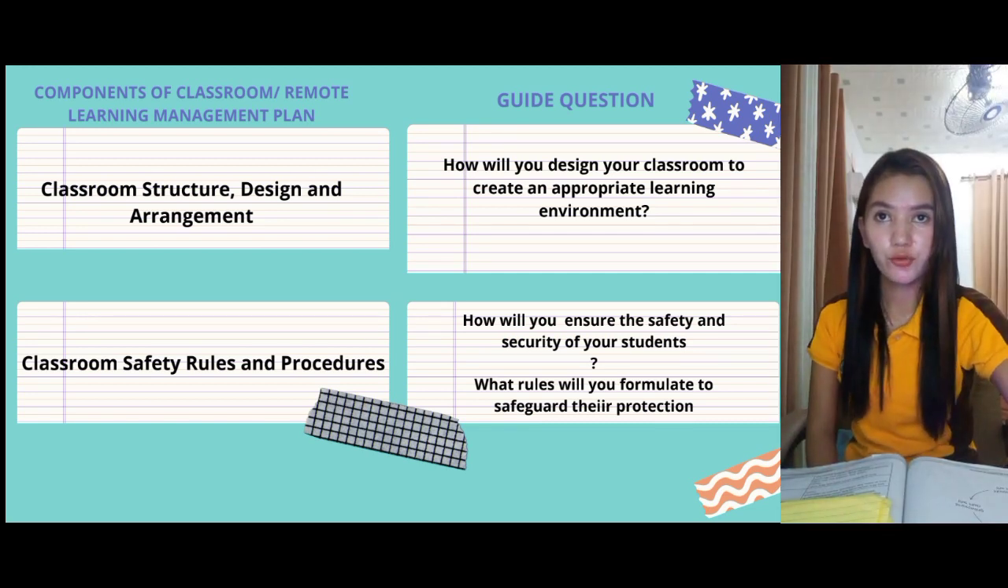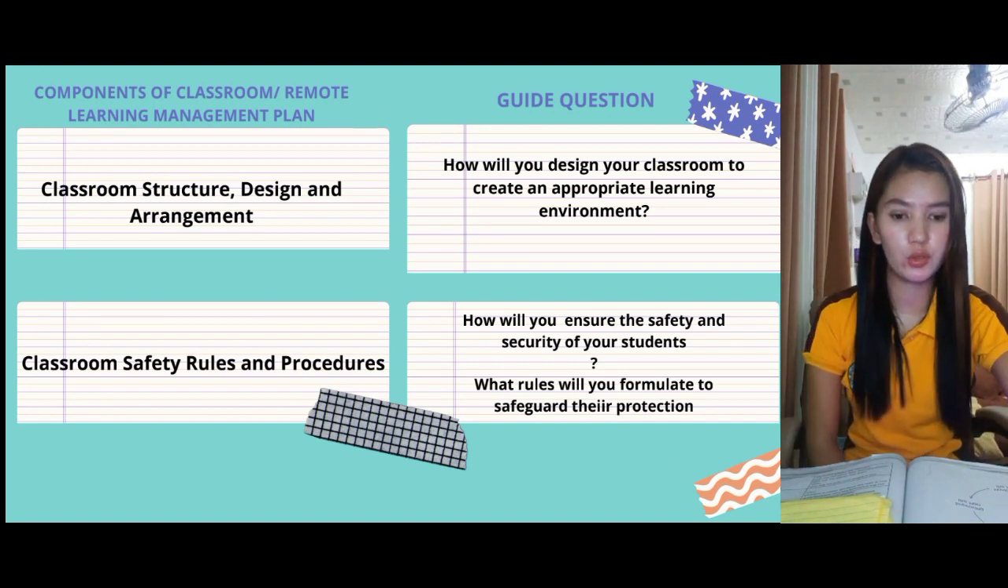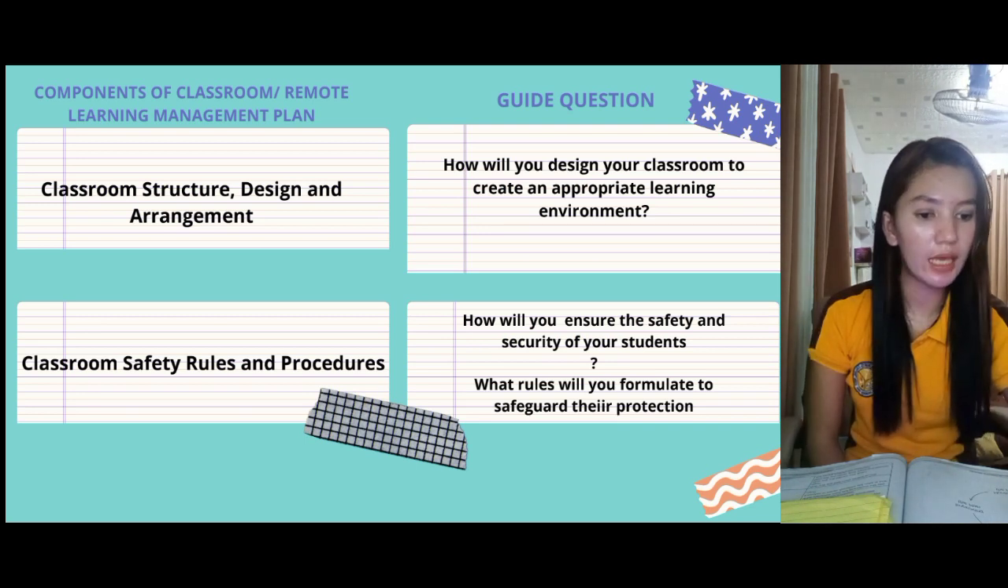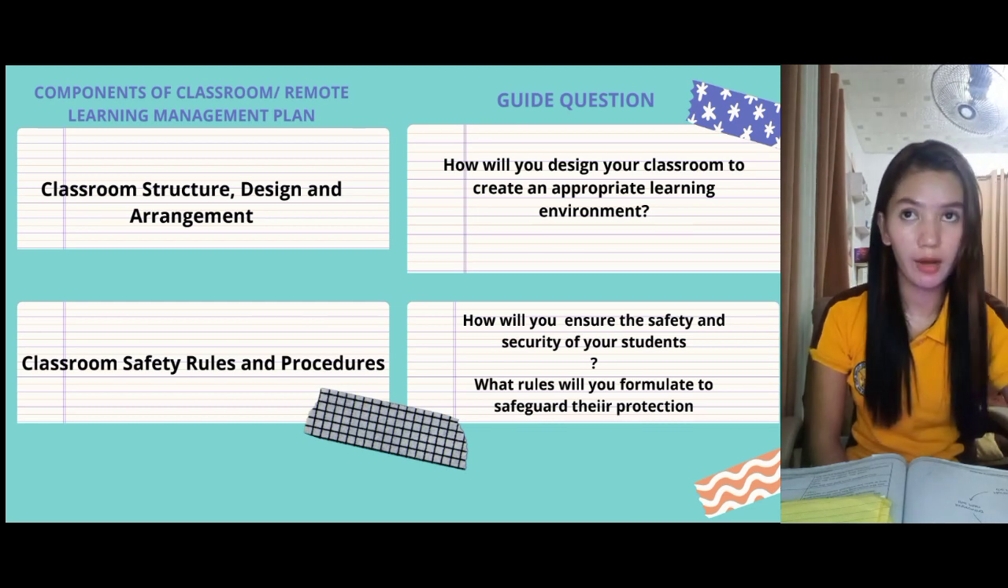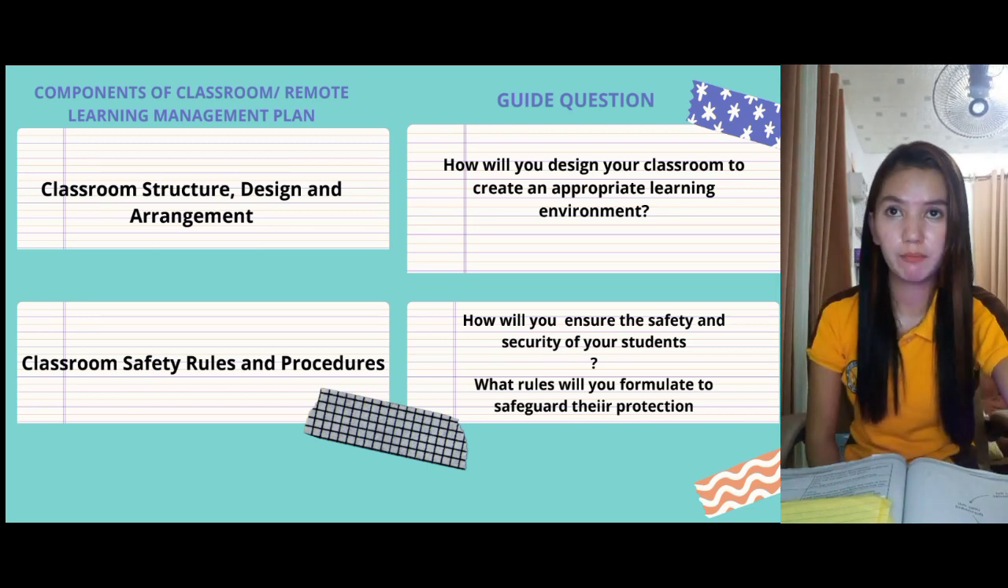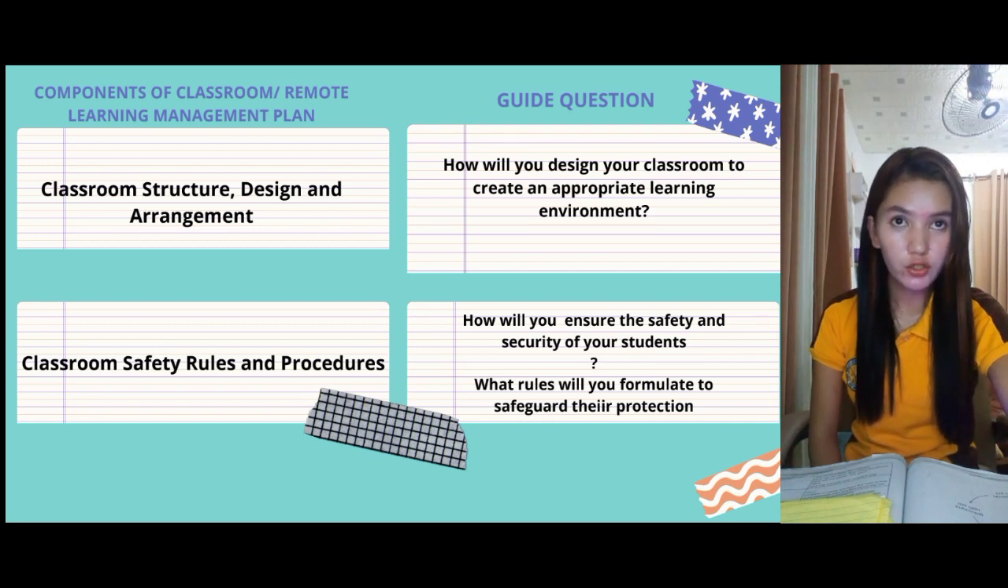Another is classroom safety rules and procedures. So in classroom safety rules and procedures, how will you ensure the safety and security of your students, and what rules will you formulate to safeguard their protections? So in classroom safety rules and procedures, it aims to ensure the safety and protection of our students, meaning it is very important that we organize our classroom.